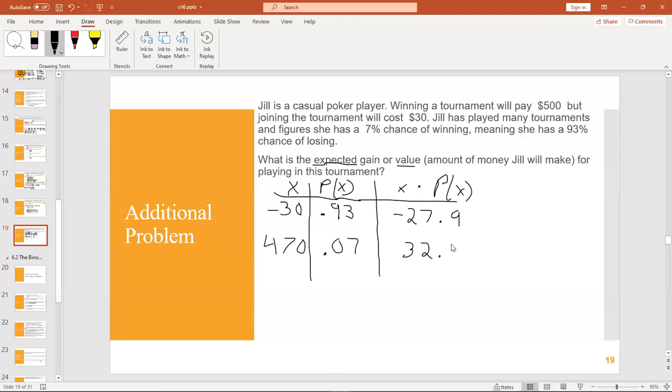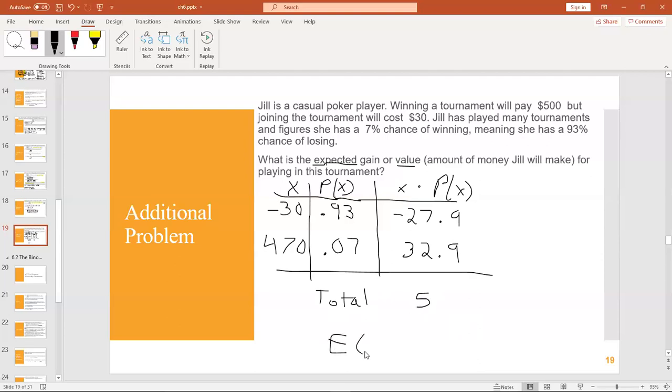And so then that means our friend Jill here, well, one thing, she's clearly a better poker player than that dude Bob we were looking at. So what do we got? You got negative 27.9 plus 32.9. That means she stands to come out ahead by like $5.